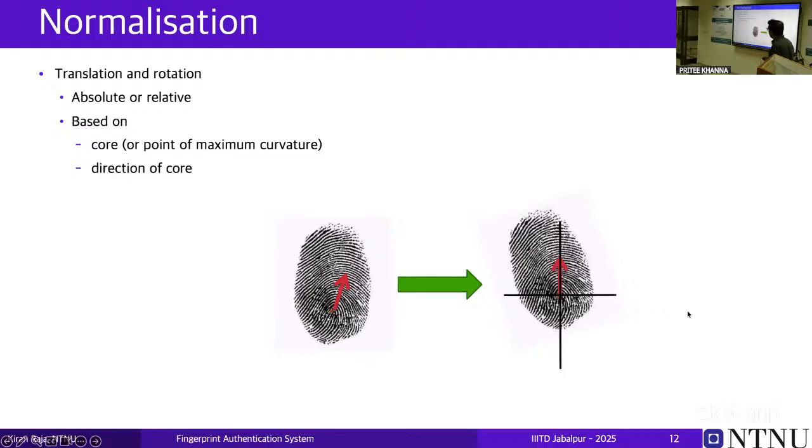But again, for doing both absolute and relative, you could also use the core and delta. Here I take the core as a particular point, and then I can say, okay, what is the maximum amount of curvature that I have, and then what is the direction? So here I can clearly see that the core is going in this upward direction, right? Then if I see that this one is not in that direction, what I need to do is simply rotate this image to the right. So for every single image, you try to establish those points, and then you recalibrate.